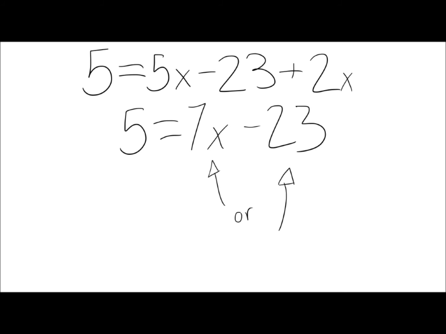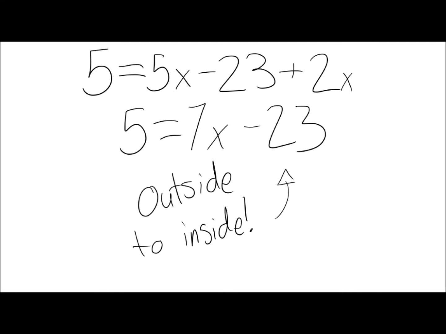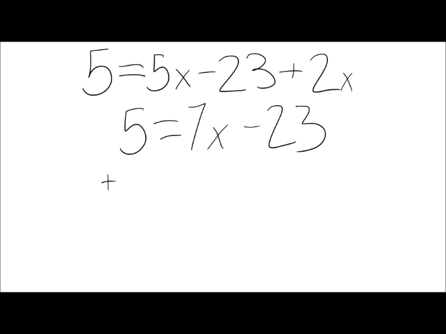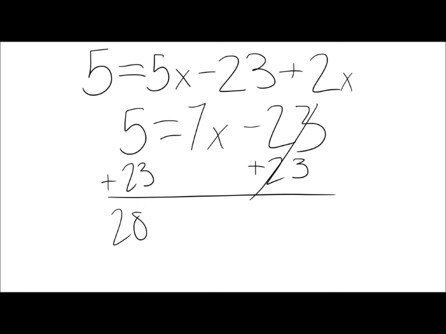However, I just need x. I need to start moving these over to the other side of the equation. But remember to work from outside in, so you get rid of the negative 23 first. The 23 is farthest away from x. Add 23 to both sides. 23 is cancelled out. Then, 5 plus 23 is 28.